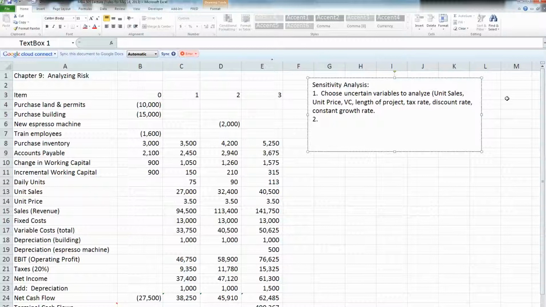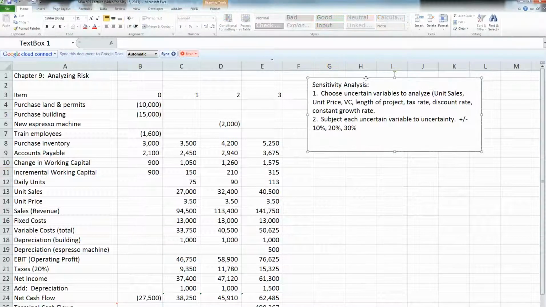Next, you subject each uncertain variable to uncertainty, essentially. And a lot of times what they'll do is they'll say plus or minus 10% variability, 20% variability, and 30% variability. So what if my unit sales are 10% higher than I thought, 20% higher than I thought, 30% higher, and then also 10, 20, and 30% lower than originally expected?